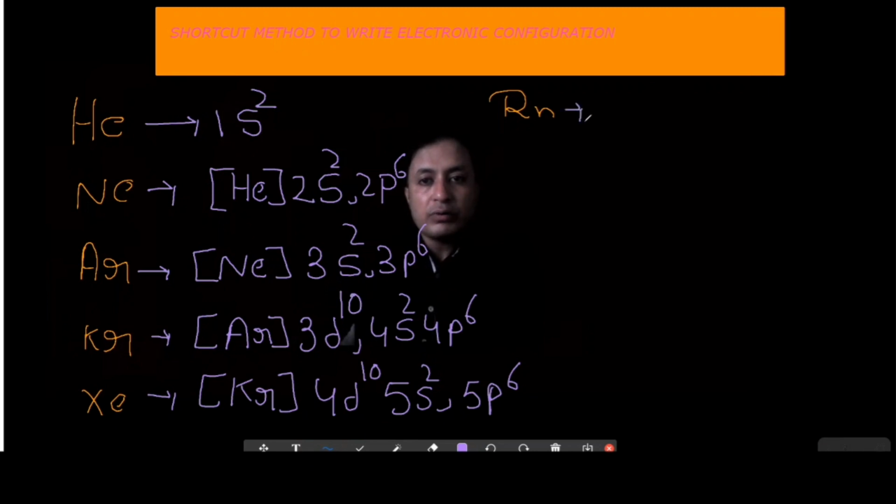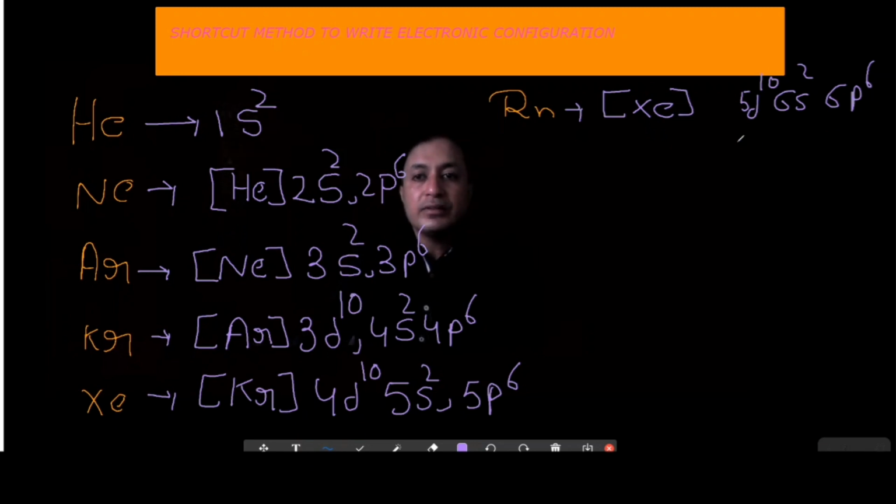Now when you are going to write for radon, you already know that its atomic number is 86. So you will be representing xenon over here. After representing xenon, you can write 6s2, 6p6, and also 5d10 you can represent. But after writing all this, still 14 electrons are short. So those 14 electrons will definitely go to the 4f orbital, and you can write the electronic configuration like this. So this is a way of writing the electronic configuration using the shortcut method.